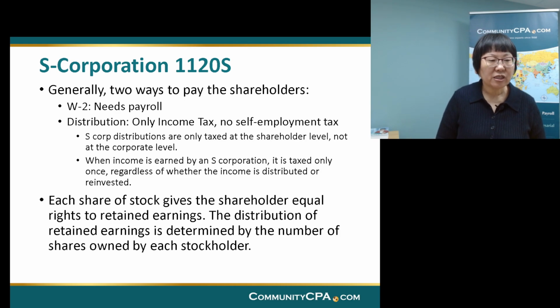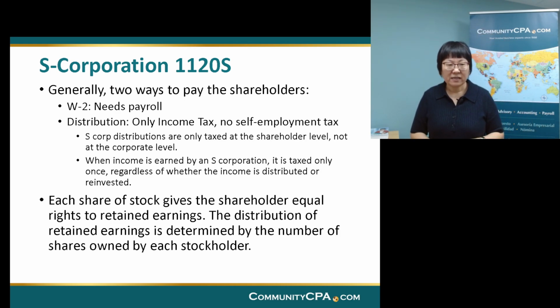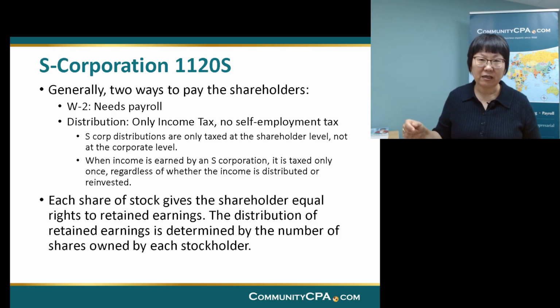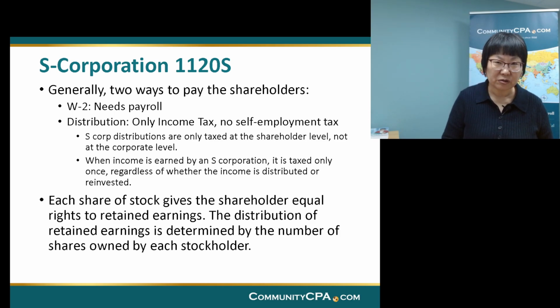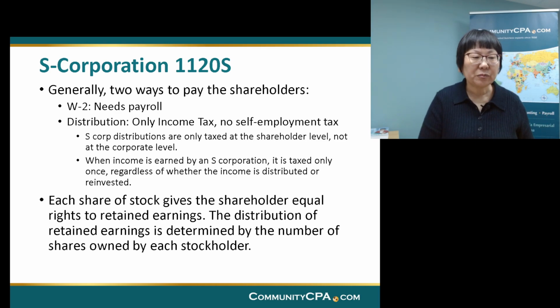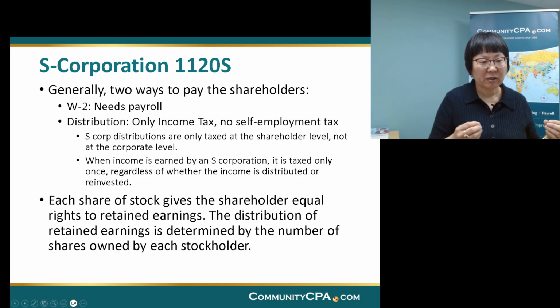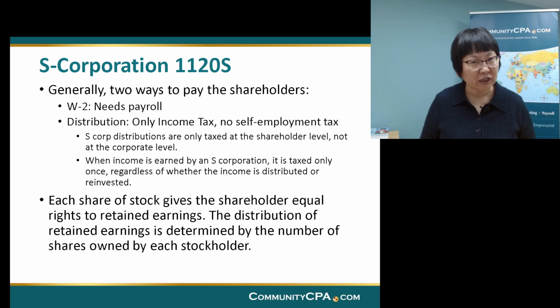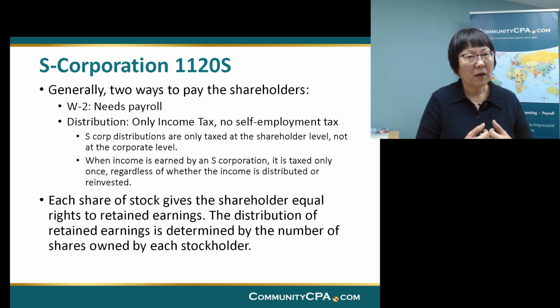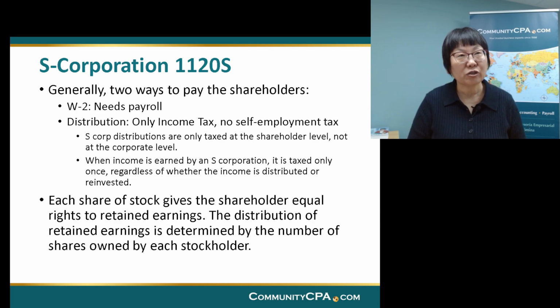So each share of stock gives the shareholder equal right to the retained earnings, to the distributed total. The distribution of the retained earnings is determined by the number of shares owned by each shareholder. So an S corporation is a little different. Actually, it's a lot different than the partnership.